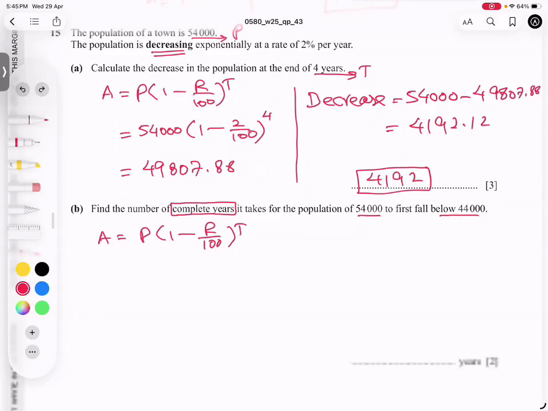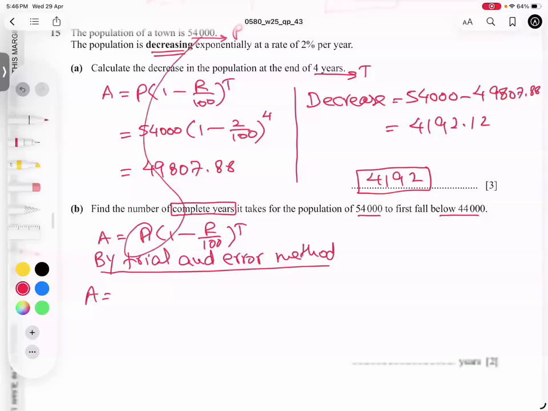Then we can do it by the trial and error method, and I mention it here: trial and error method. Now, how to do it, students? I will plug in numbers in place of this one. For example, I will plug in the same number, 54,000, no change. And the rate is the same, 2%, no change. Here I plug in first 10 or any number. First I check in the calculator.